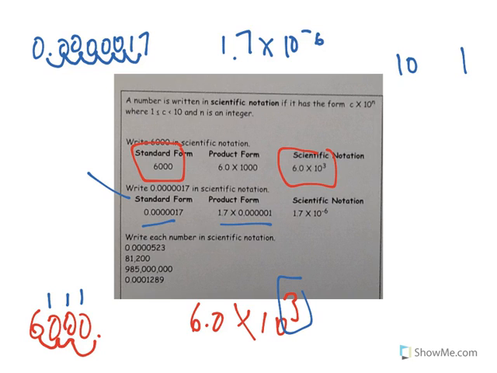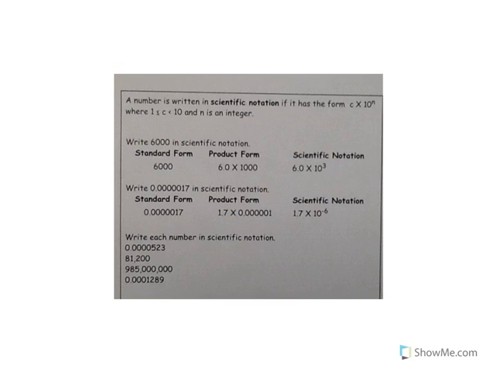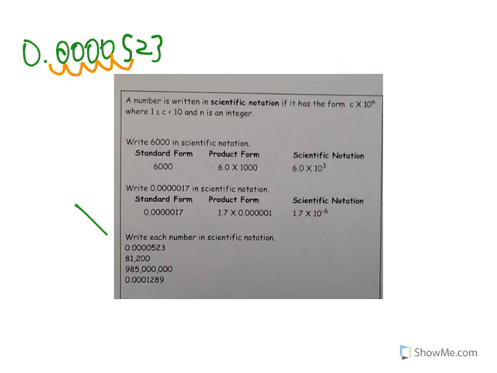So let's look at a couple more of these down here. Write this number in scientific notation. I'm going to rewrite it up here. 0.0000. So there's 4 zeros there. 5, 2, 3. So I'm going to move the decimal point over 1, 2, 3, 4, 5. 5 spaces over. So it's 5.23 times 10 to the, I moved it 5 spaces to the right, so it's going to be to the negative 5th power.